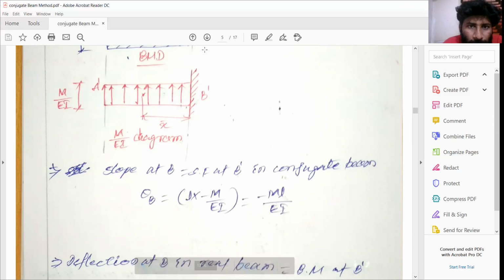Now I want to find the shear force at this section. You see the load: L is the length and intensity is minus M by EI. So L into minus M by EI, that is minus ML by EI, is the shear force acting on the left of the section, acting upward. The bending moment diagram is negative, that's why negative is coming here.